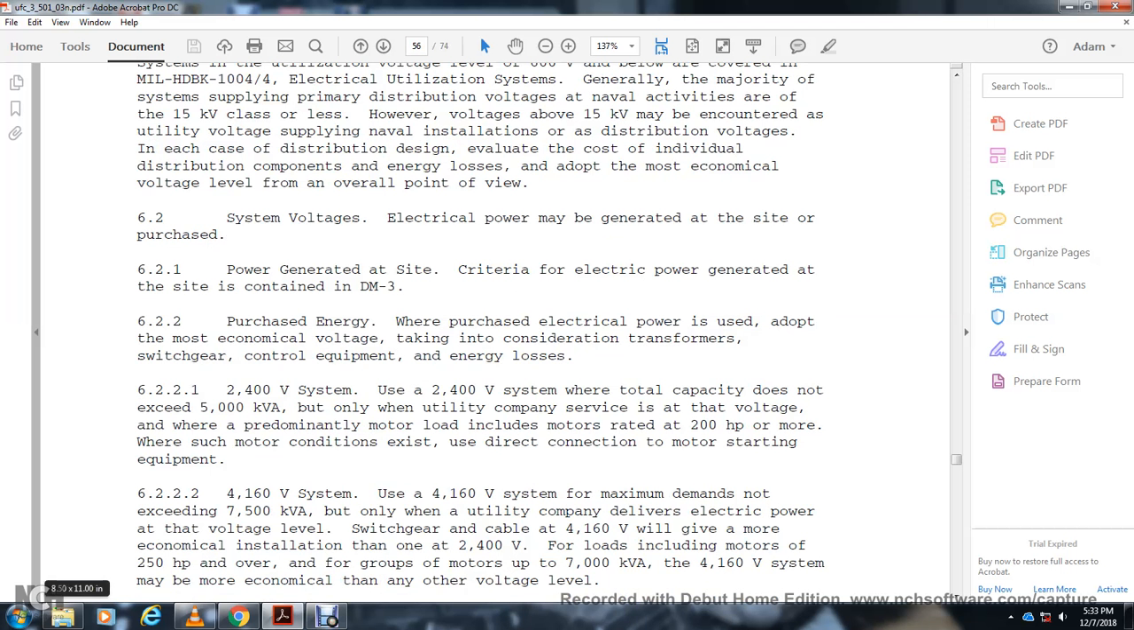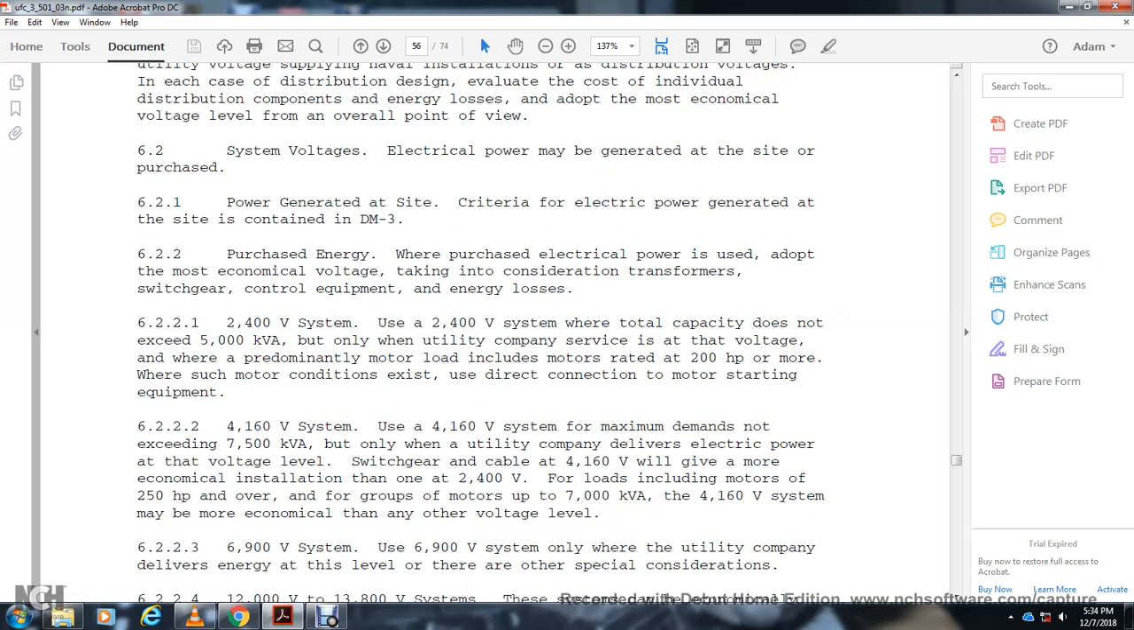Where maximum demands exceed 7,500 kilovolt amperes, the utility company delivers the electrical power at a voltage level with switchgear capable of 4,160 volts, giving a more economical installation than one of 2,400 volts. For loads including motors of 250 horsepower or over, in a group of motors up to 7,000 kilovolt amperes, the 4,160 volt system may be more economical than any other voltage level.